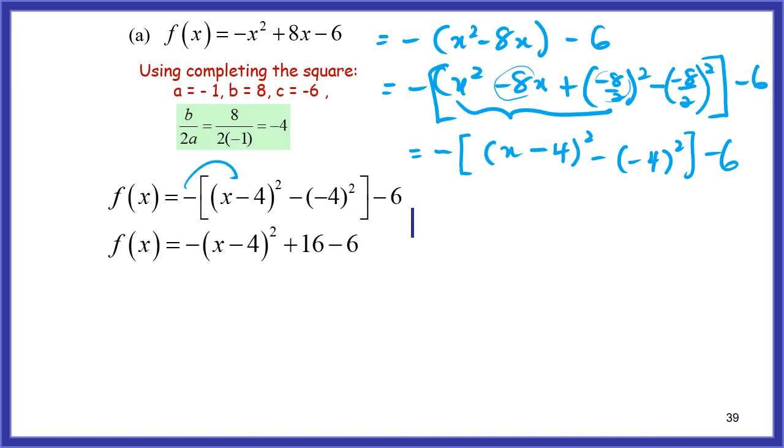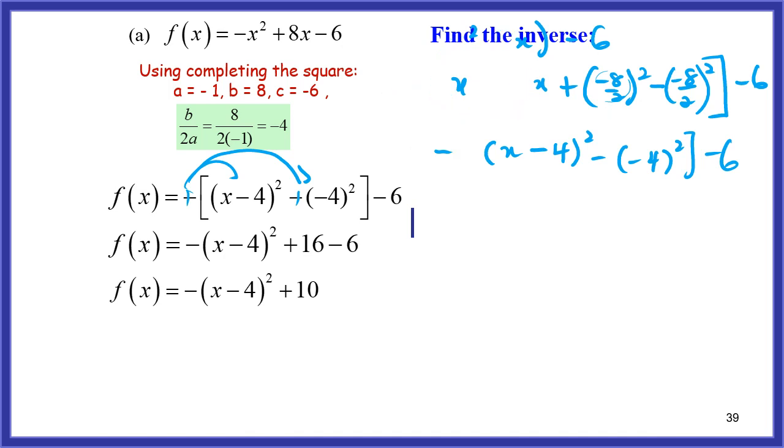So we have negative of x minus 4 all squared, and plus, so negative will be plus, negative 4 squared is equal to 16 minus 6. So we have f(x) equal to negative of (x minus 4) squared plus 10. So now we can find the inverse. Okay, now to find the inverse of this, let me clear this side first.